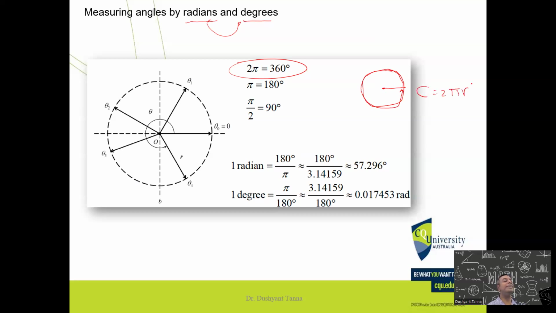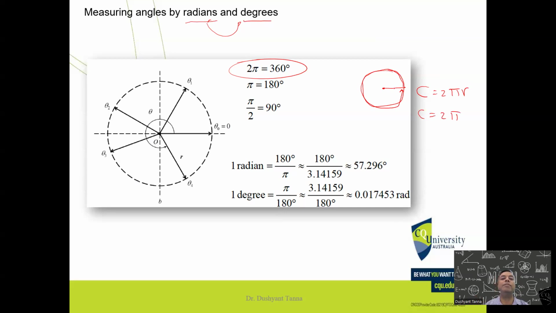Now we always talk about the unit circle, so r being one unit. That unit could be centimeter, meter, kilometer, miles, 1,000 kilometers, nautical mile, light year, whatever, but one unit. So this circumference is then referred to as 2 pi.